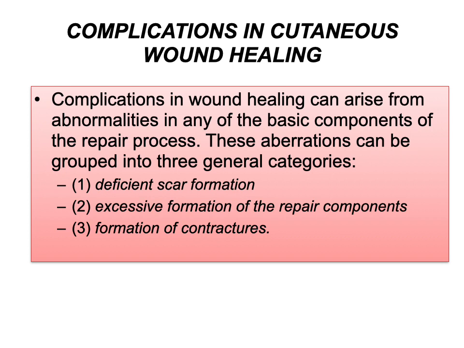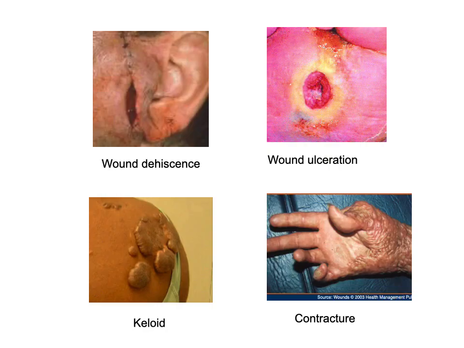So what are the complications in cutaneous wound healing? We have poor scar formation or excessive formation, and the formation of contractures. Here, this is known as a wound dehiscence, where the wound opens up during post-op, because there is usually an infection or something that prevents enough collagen deposition. You also have wound ulceration as a result of infections. You have excessive deposition of scars, which is genetically programmed. This is known as keloid.